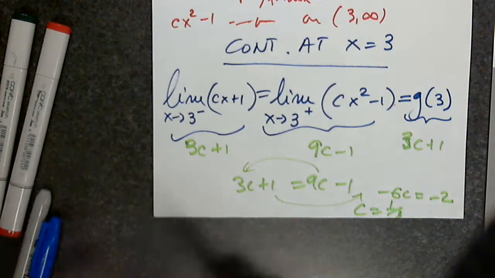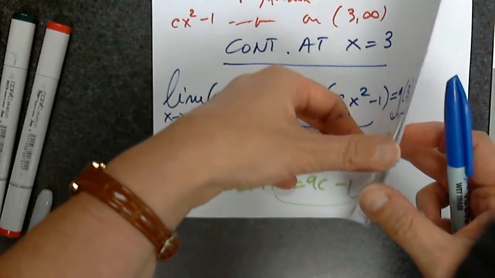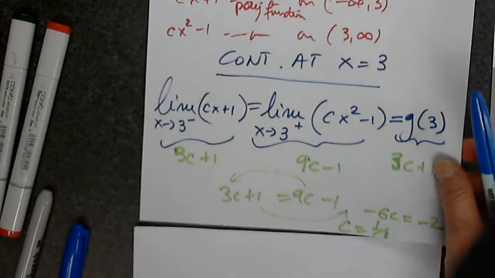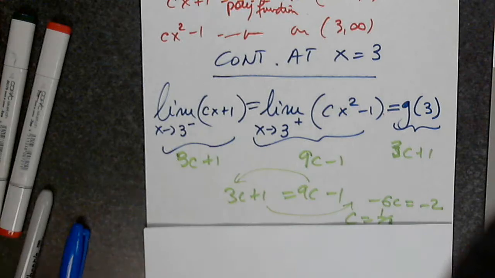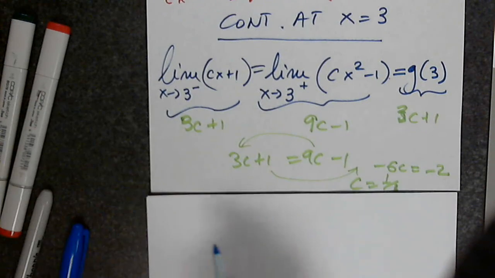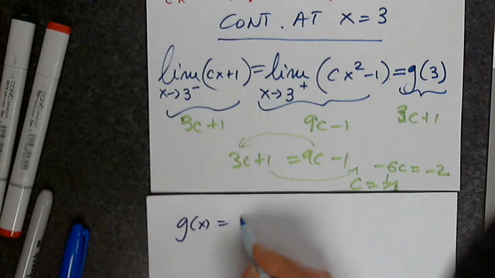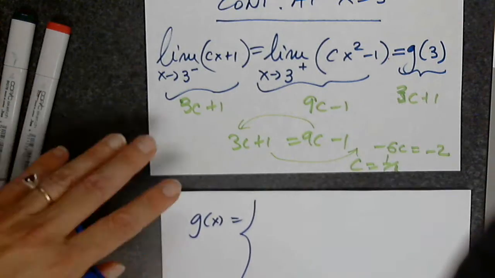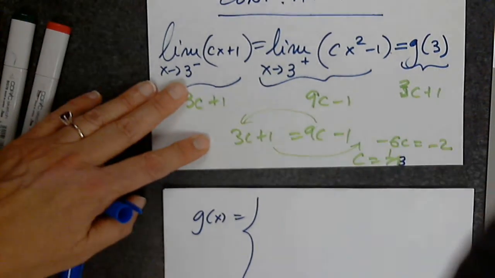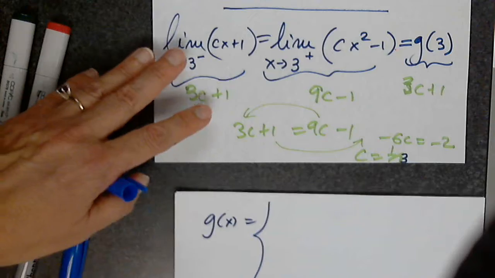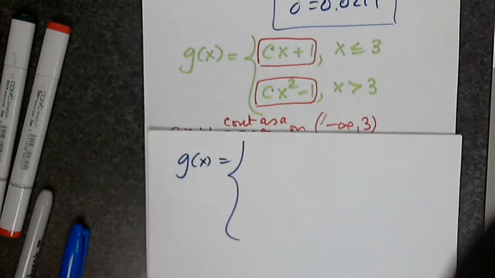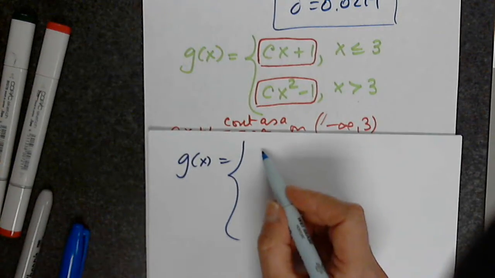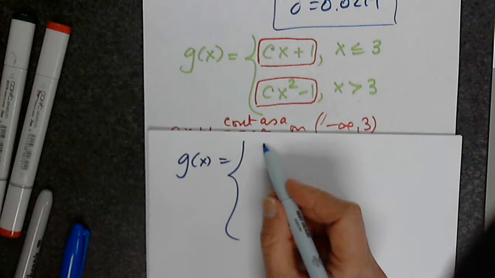That was not a difficult situation. I didn't have to solve a system. I only had one variable, and the equation was a linear equation. So now, can anyone dictate the function that is guaranteed to be continuous everywhere? What will you say? Cx plus 1 will be continuous at infinity.